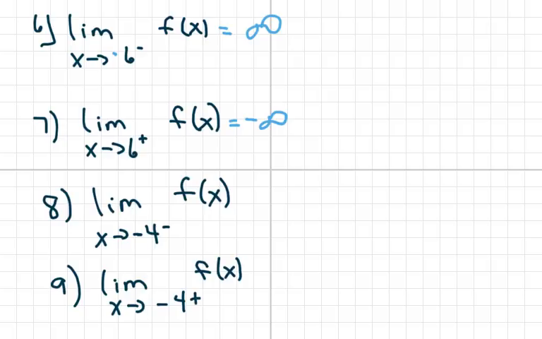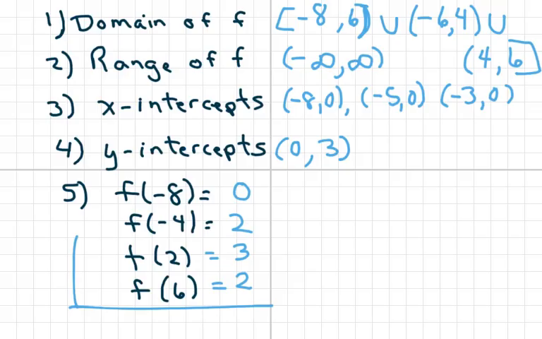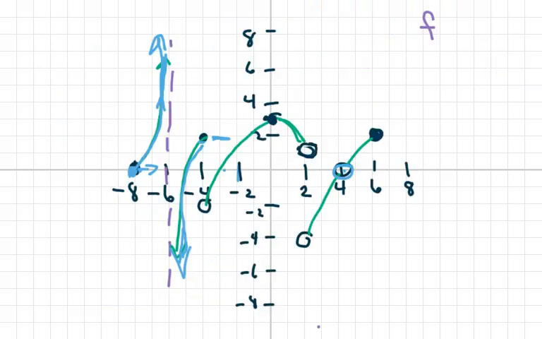The next one is the limit as x approaches negative 4 from the left. So when you look at negative 4 from the left, it's going up to 2. Alright? So the limit goes to 2. And then from the right on negative 4, it goes to negative 2. You want to look at that. So from the right, it goes to negative 2.